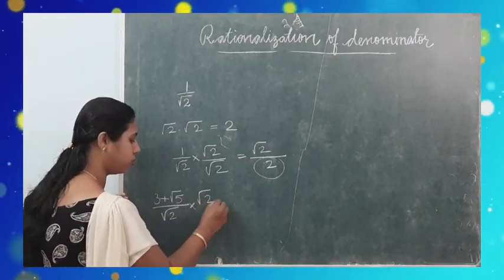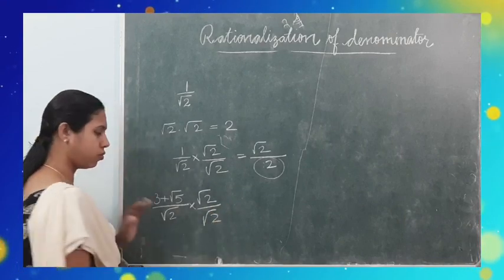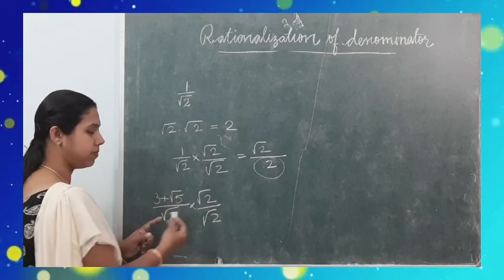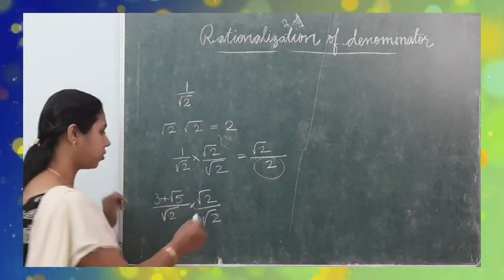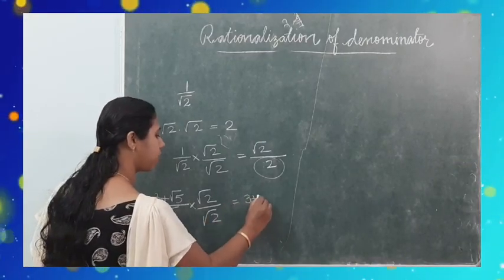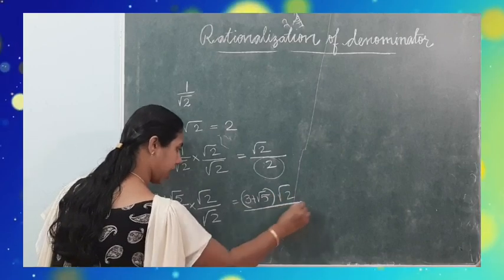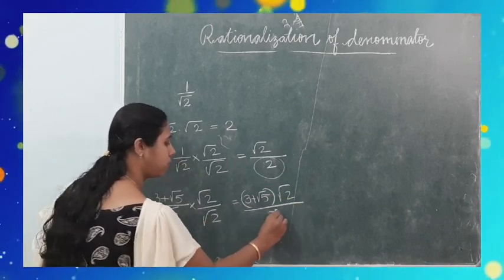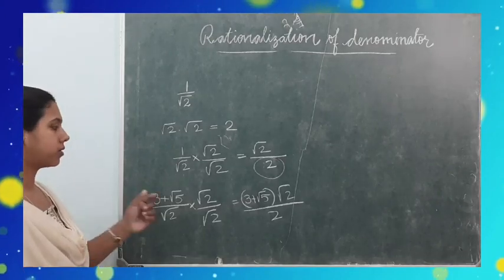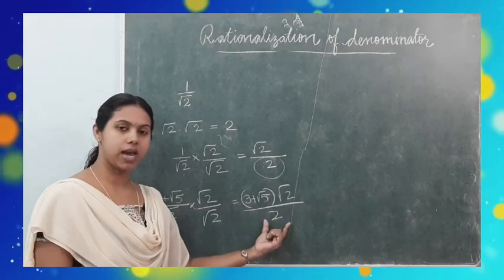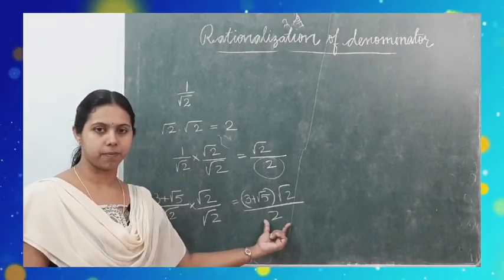By root 2. When you multiply by root 2, you can see the denominator will be a rational number. So here, 3 plus root 5 into root 2, divided by root 2 into root 2, is equal to 2. So the denominator is changed to a rational number.